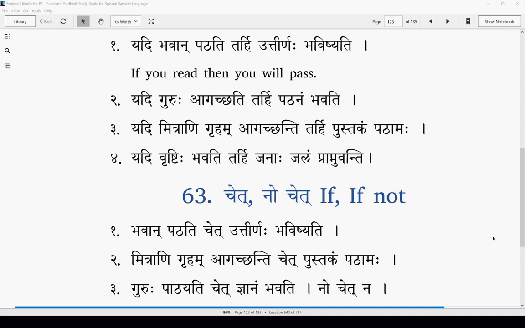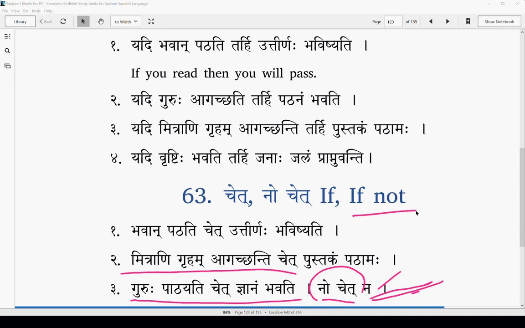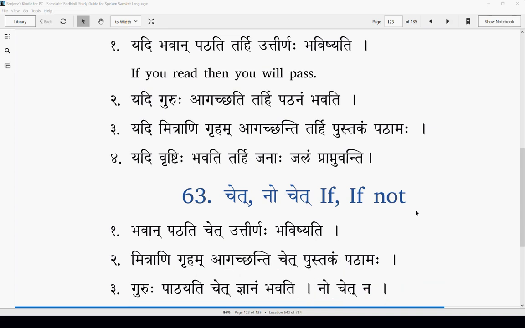Guruhu pathayati chet, next one, jnanam bhavati. So this part is clear, last one. Guruhu pathayati chet jnanam bhavati: if he teaches, then we get the knowledge. No chet means if not. No chet is used for if not. No chet jnanam na bhavati. Similarly here also, mitrani graham agachanti chet pustakam pathamaha, no chet na pathamaha. No chet means otherwise, we won't.